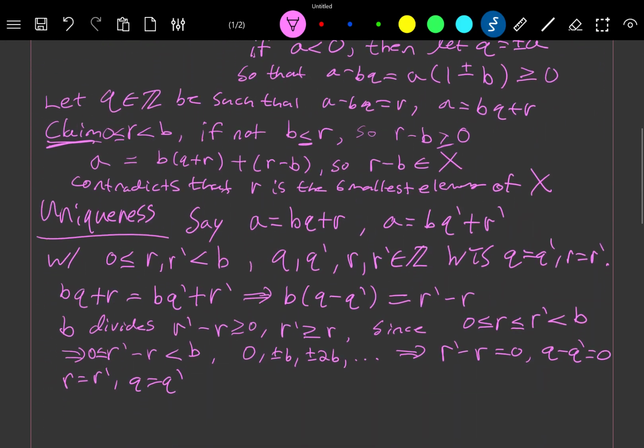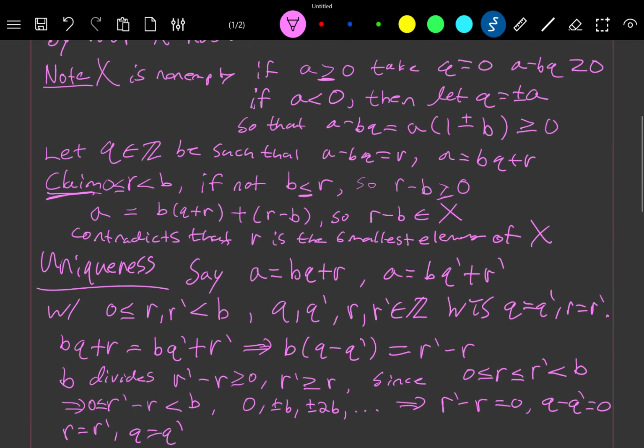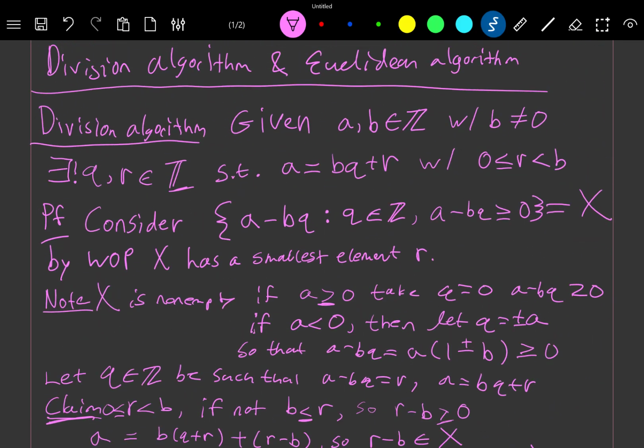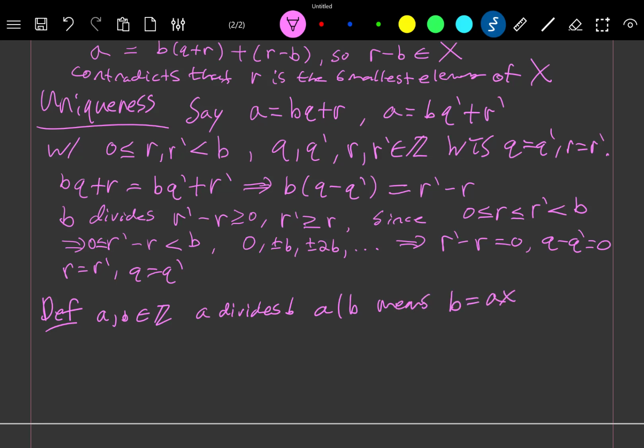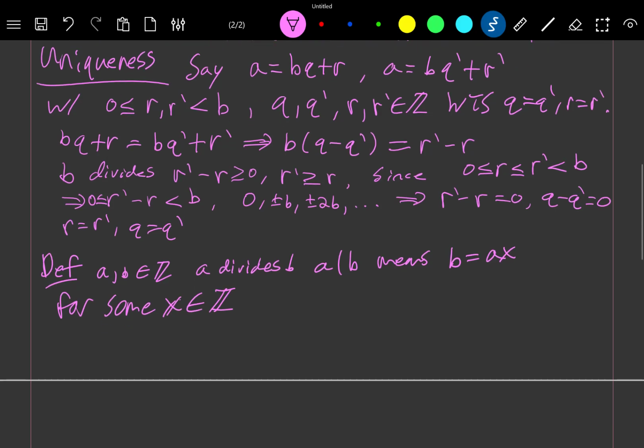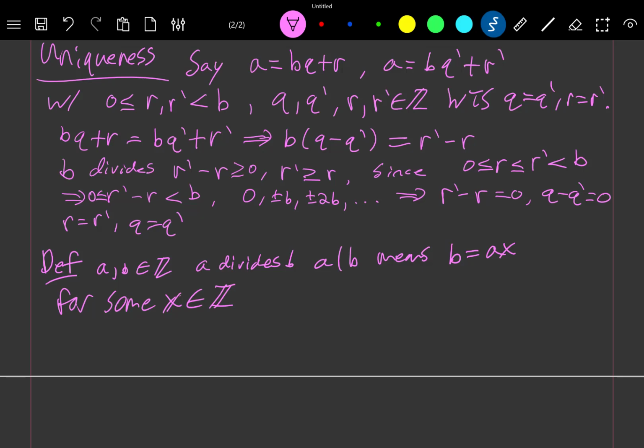So yeah, that is the division algorithm. And so maybe I should define what it means for A and B to be integers, A divides B, and we would say A divides B. This means that B is equal to A times X for some integer X.